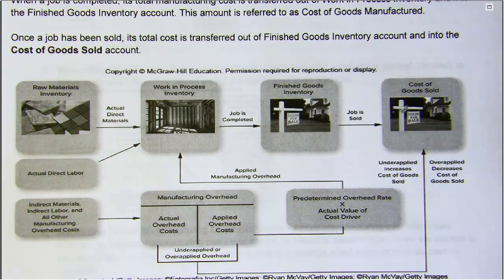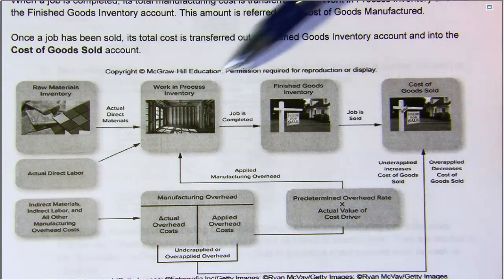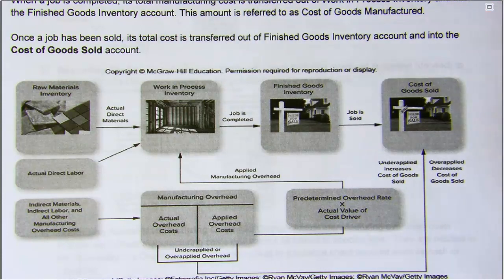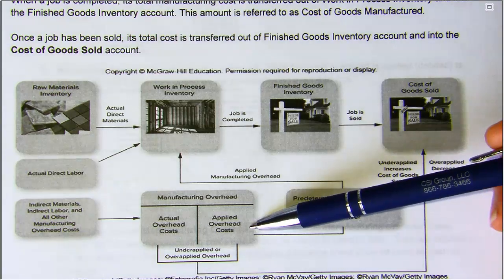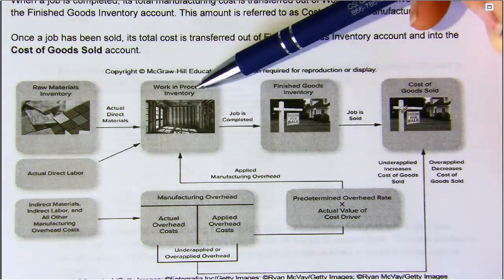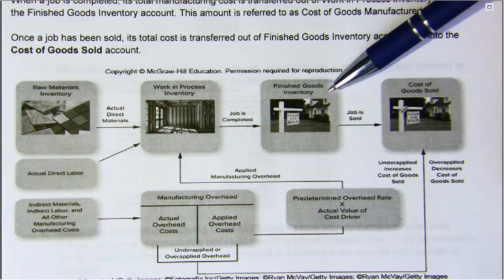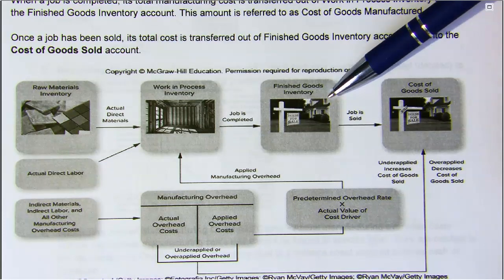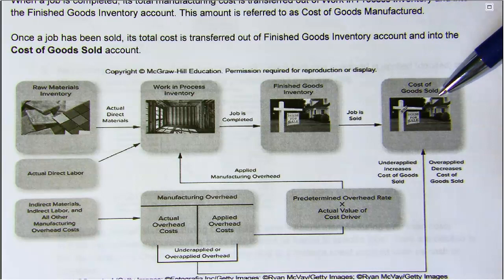When it comes time to apply overhead to work in process inventory, we debit work in process inventory based on the predetermined overhead rate times the actual usage of the allocation base or cost driver, and we credit the overhead account. Once that job is completed, it's transferred to the finished goods inventory and sits there until sold, and then we credit finished goods inventory and debit the cost of goods sold.